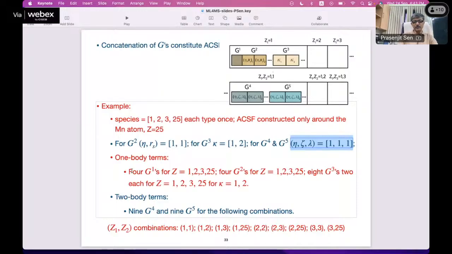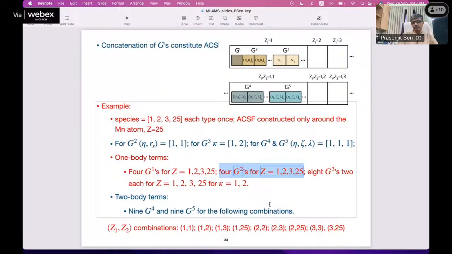So how many G1s do you have? You will have 4 G1s. It will count 25 also, although 25 you have assigned or chosen as the center, because you have it in your species list. It will take Z as 25 also while constructing the G1s. So you will have 4 G1s. Similarly for G2, you have one set of eta and rs, so you have 4 G2s for Z equal to 1, 2, 3, and 25.